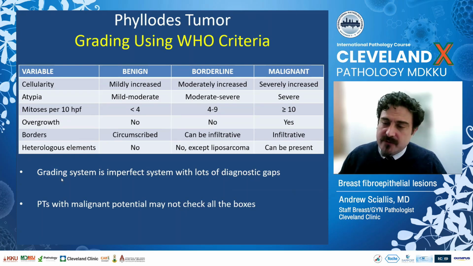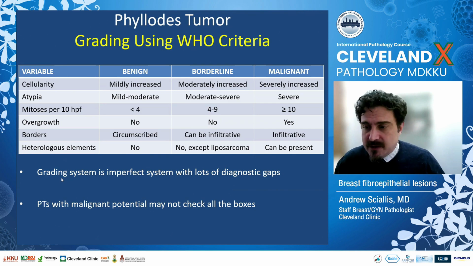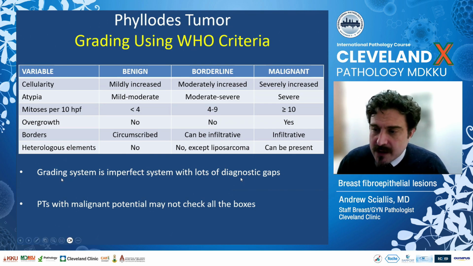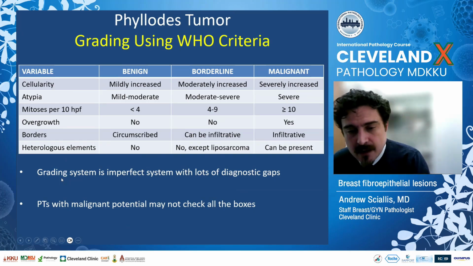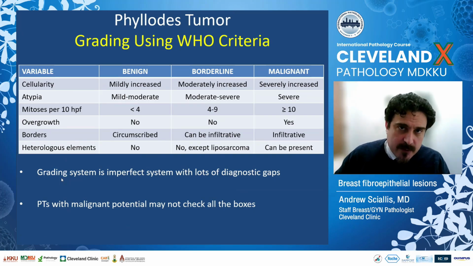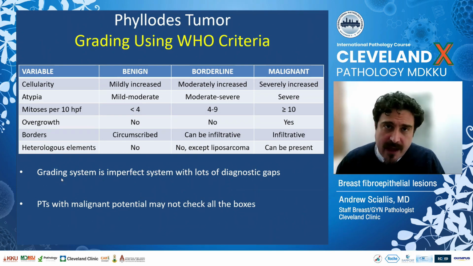There's a lot of inter-observer variability, meaning that pathologists disagree, which is something that you've probably seen in your practice. There are diagnostic gaps, particularly when it comes to borderline cases. But in general, something that the WHO advises is to only make a diagnosis of a malignant phyllodes tumor when you can check all or most of these boxes.